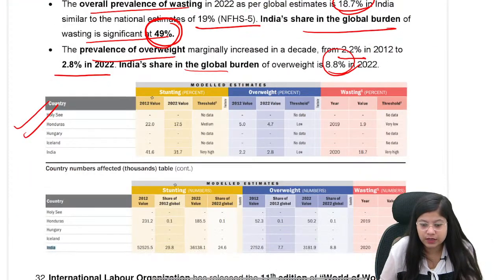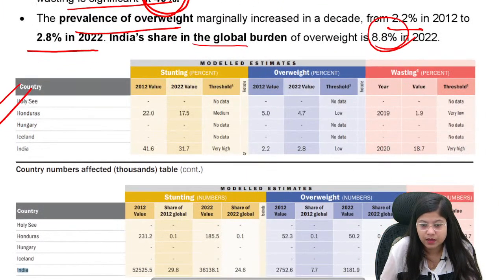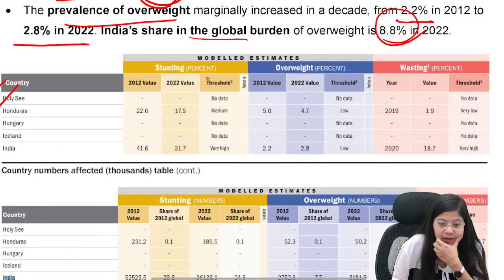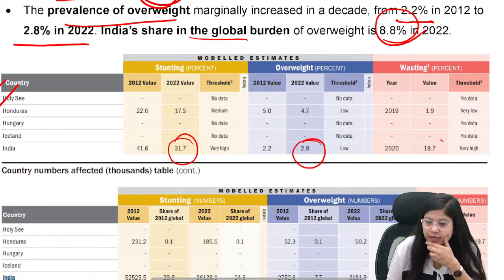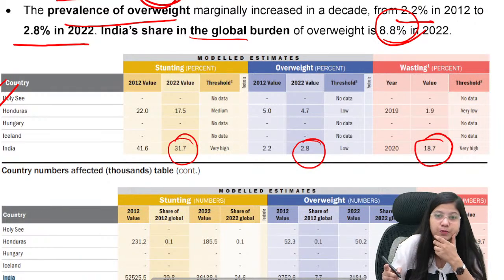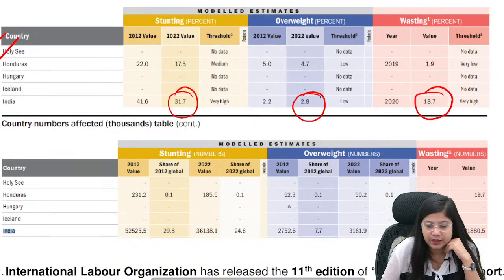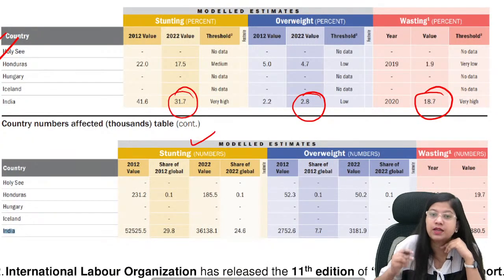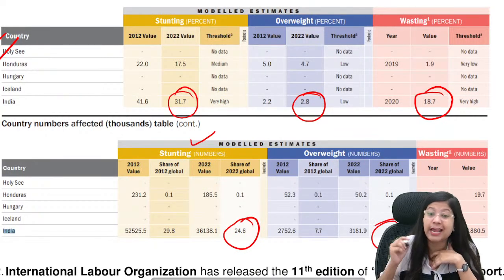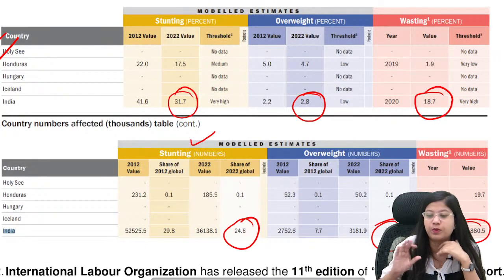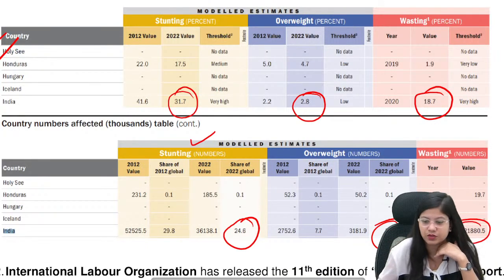So here you can clearly see the stunting percentage is 31.7%, overweight 2.8%, and wasting 18.7% in India. And then we have here the share in the global. So India's share in the 2022 global estimate is 24.6%. As far as overweight is concerned, 8.8%, and then we have approximately 22% in wasting share. Okay.